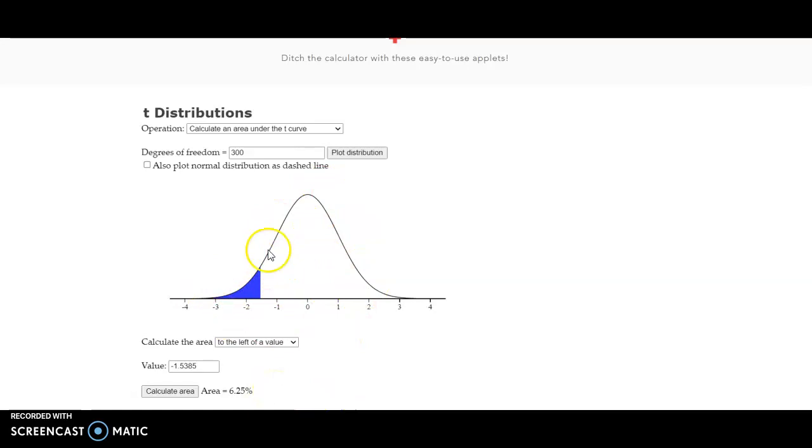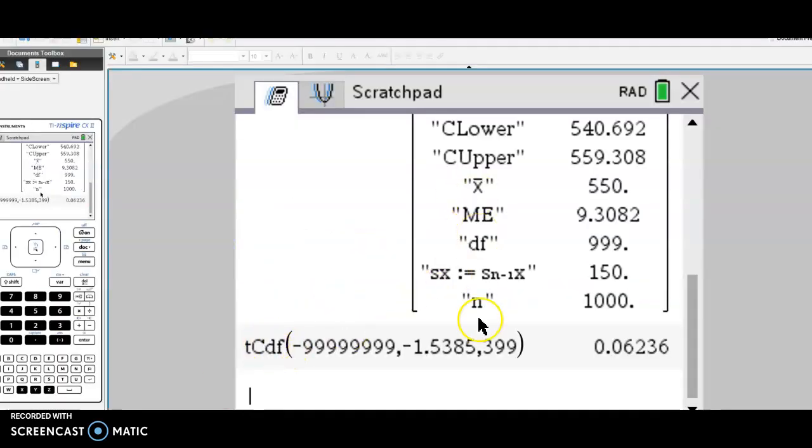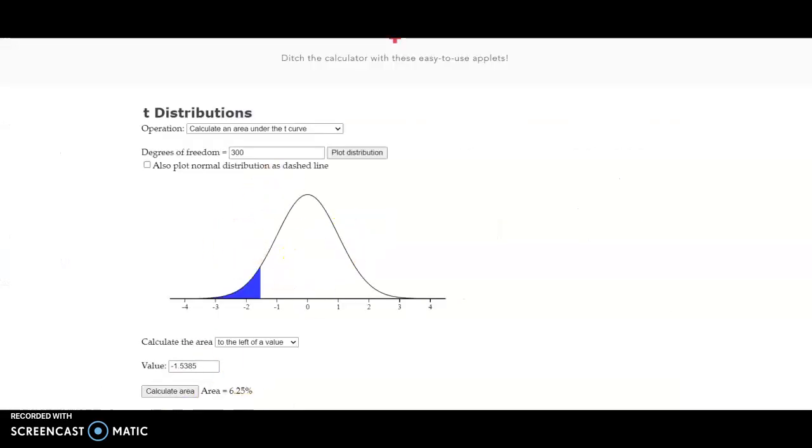So assuming this t-curve here, the probability when we standardize our test statistic, our sample mean, it's negative 1.5385. It falls that many standard deviations below the mean here. So this is our p-value. This is the probability of obtaining our test statistic or more extreme. So that's what we're doing in hypothesis testing, is we're finding this value here. So I plotted it and I get about 0.0625. So that is where this comes from. So one, I found the calculations on my calculator using the tcdf function. And two, we can see here that our t-distribution confirms that.